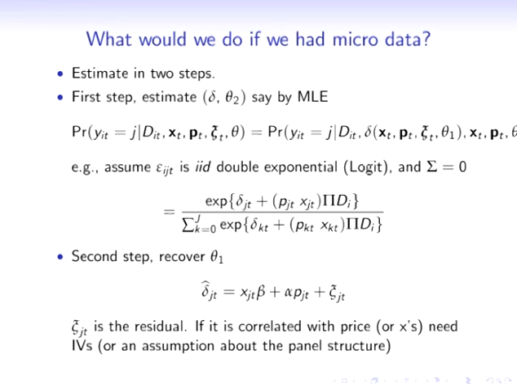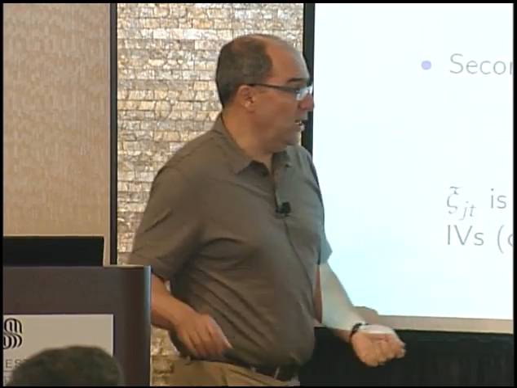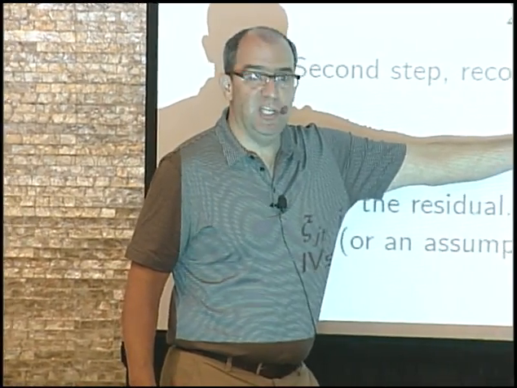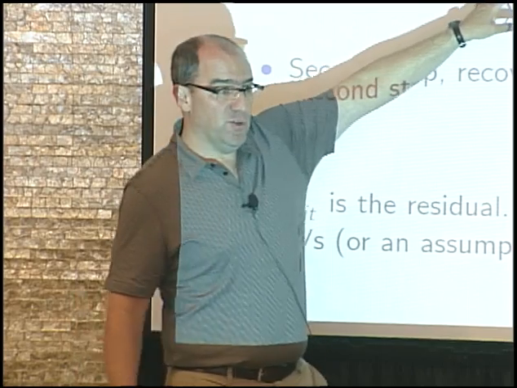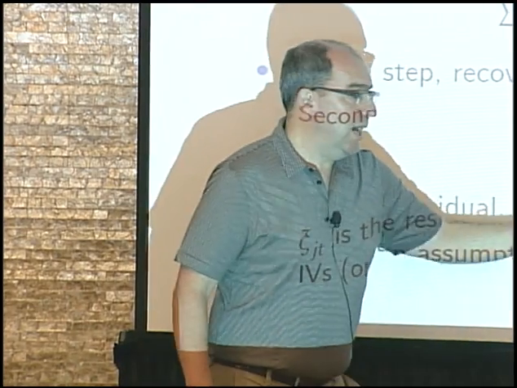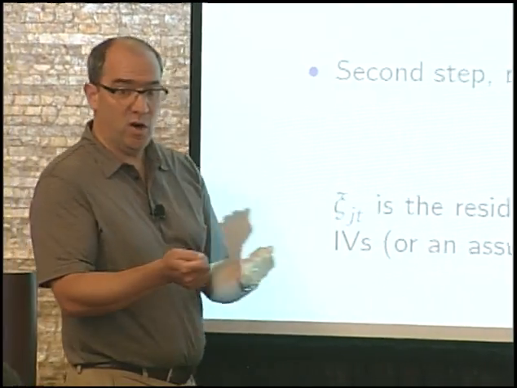Now, to get the rest of the parameters, that's step one. In the next step, I take the thing that was estimated in the first step and project it onto the x's and p's. If I think these x's and p's are exogenous, in the sense that they're uncorrelated with this xi, then I can just do this using least squares. If I think there's correlation here, then I'm going to use instruments. You can think of it as a linear regression, where the dependent variable are the fixed effects from the first step estimation, and I'm just projecting them onto the x's and the p's that vary across products and across time.